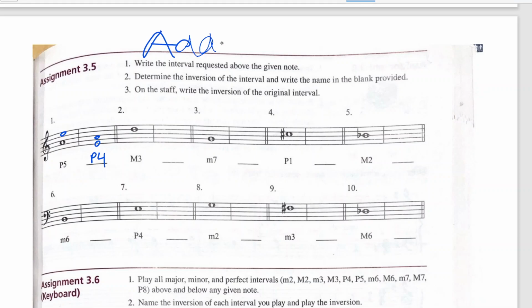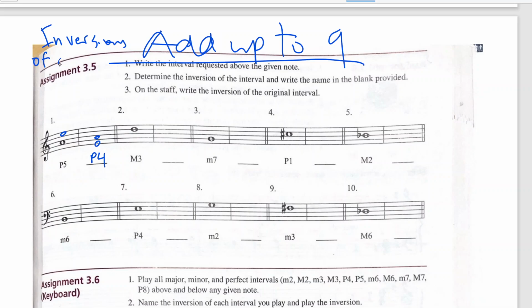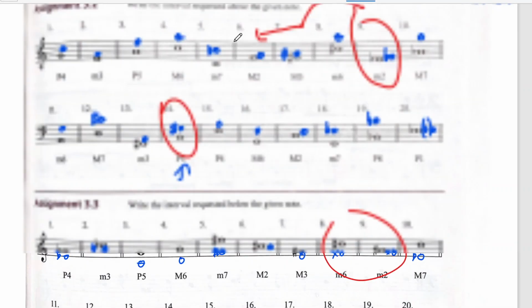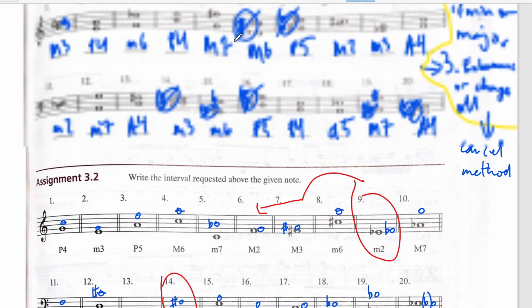Right, inversions of an interval add up to 9. Just know that. I think I have my rules up there. Yeah, I should be good. Cool.